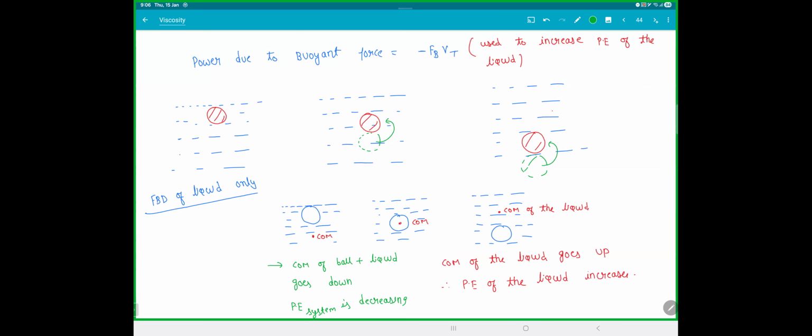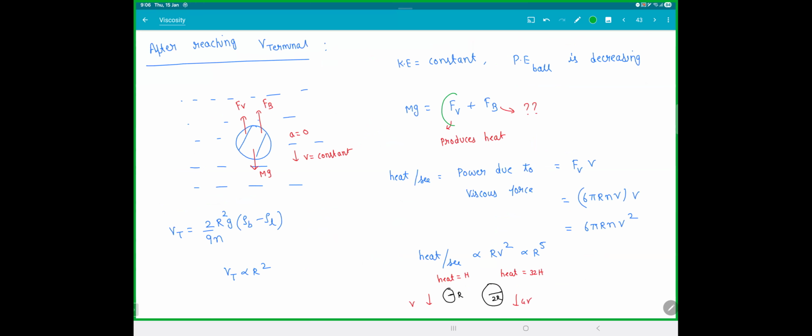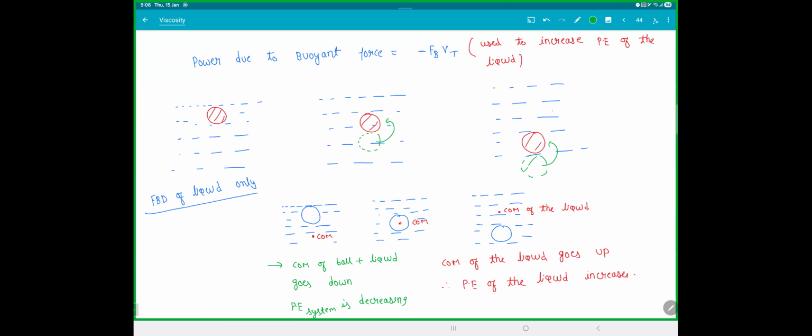Any doubts on this page? Please ask me if you're confused. So mg is Fv plus Fb. Gravitational is losing energy, so it is being taken by Fv and Fb, right? And Fv is producing heat. And what is Fb doing? It is taking all that energy and giving it to the liquid and pushing the liquid up.